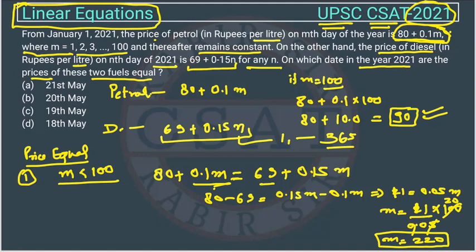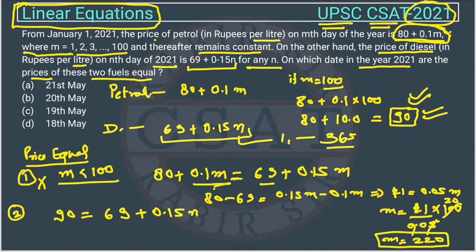It means the price becomes equal on a day which is more than 100. So in the second case we assume the price becomes equal after 100 days. In that case the petrol price is fixed. The petrol price will be 90 on the 100th day or above. So the petrol price is 90 and it is equal to the diesel price. The diesel price is 69 plus 0.15 n, where n or m, both are equal.